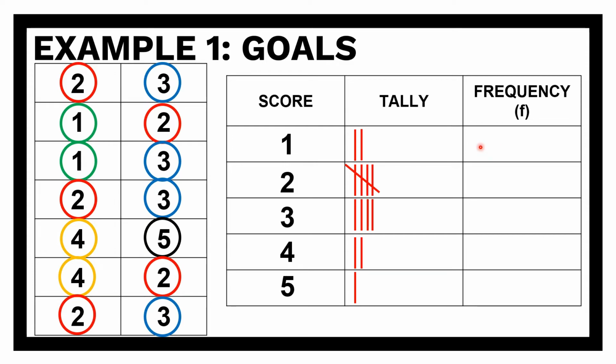The next step that we are going to do is to count the frequency. So for the score 1, we are going to count the tally marks, 1 and 2. So the frequency for this is 2. Okay. And then for number 2, we have 5. For the score 3, we have 4. And then for score 4, it appeared 2 times. And for number 5, it appeared once.